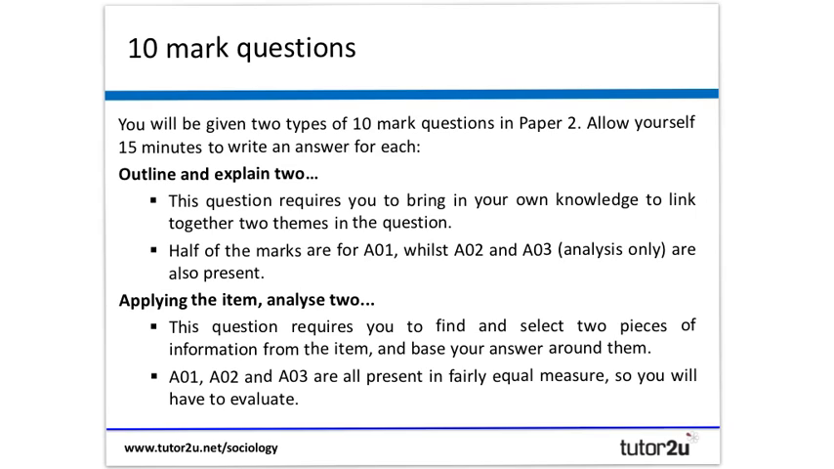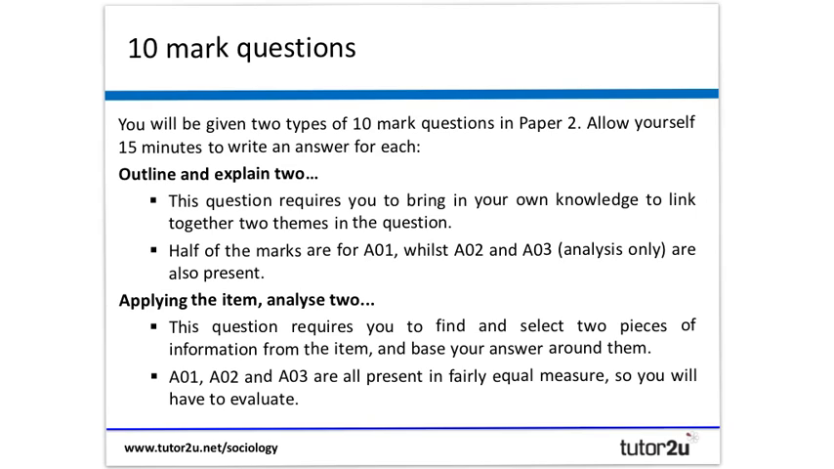And the reason why this is essential is because realistically it's telling you what assessment objectives each one of these questions is asking you. Now, the outline and explain question requires you to bring in your own knowledge to link together two themes within the question itself. Half the marks are for AO1, whilst AO2 and AO3 are also present. For those of us that are worrying and going, what is AO1, AO2 and AO3? AO1 is knowledge and understanding, AO2 is application, and AO3 is analysis and evaluation.